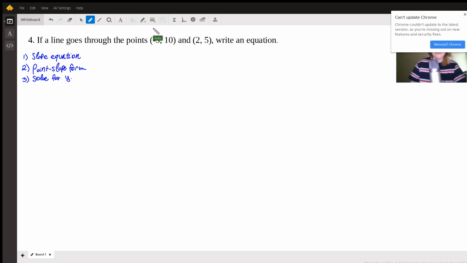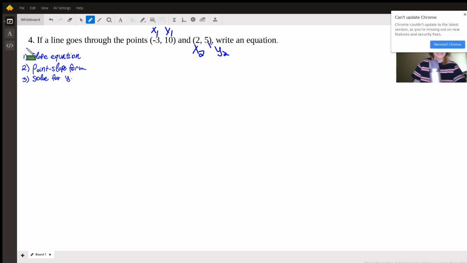So our first point is going to be x1 and y1 here. So -3 is x1 and 10 is y1. And then our x2 will be 2, and 5 here is going to be y2.